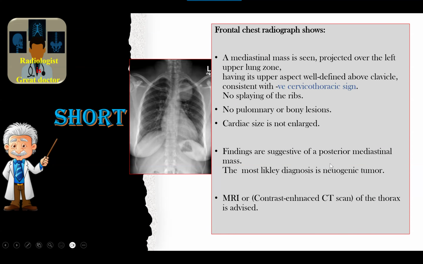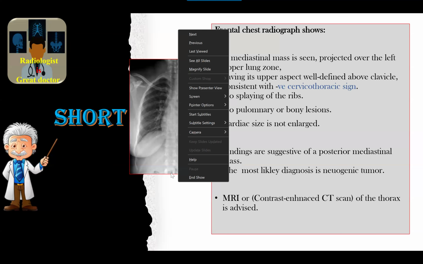Short reporting, okay. MRI. Why MRI? Because I'm suspecting a neurogenic tumor, and/or contrast-enhanced CT of the thorax is advised. Okay. Thank you. Inshallah, I will give you more cases in the next session. Thank you so much.